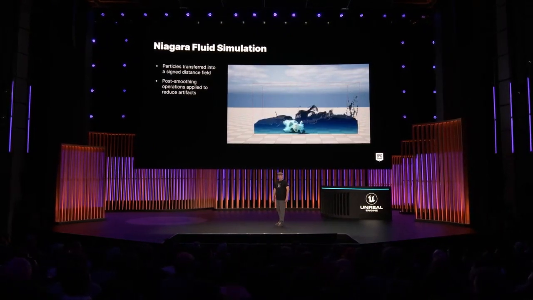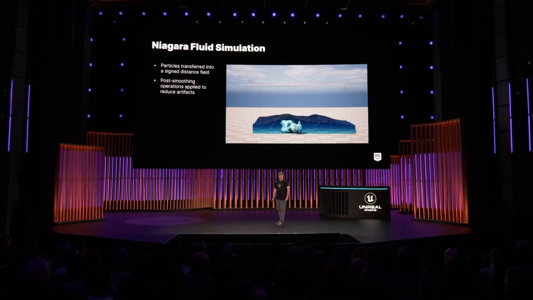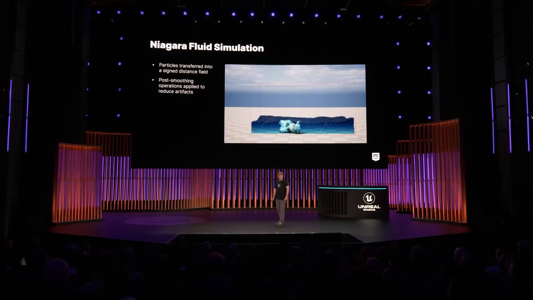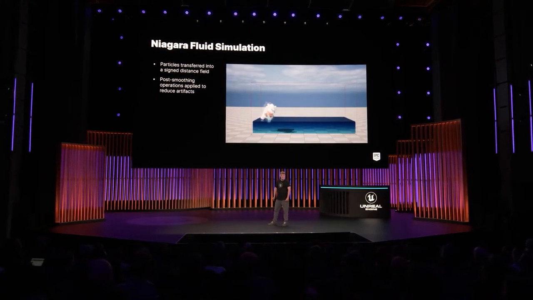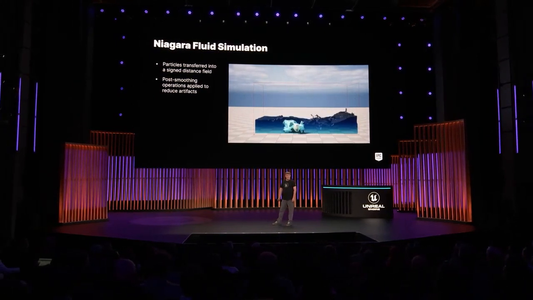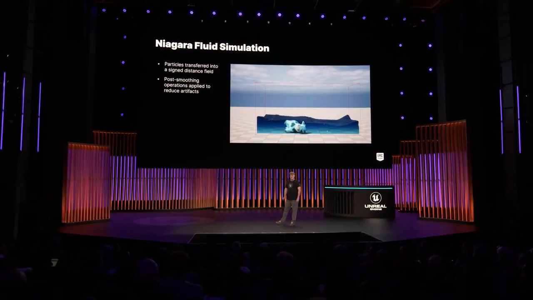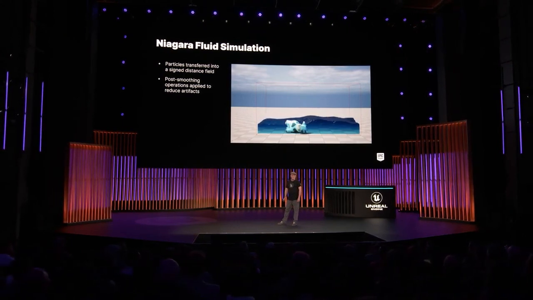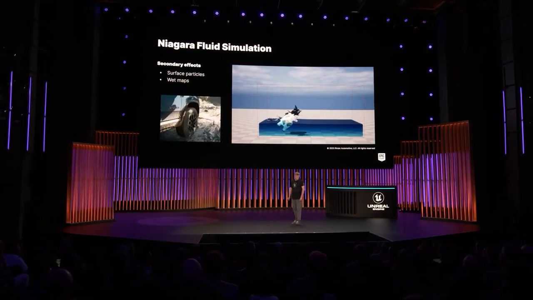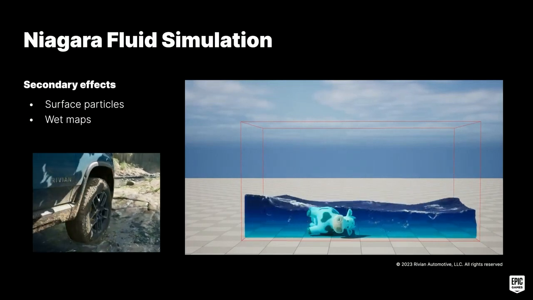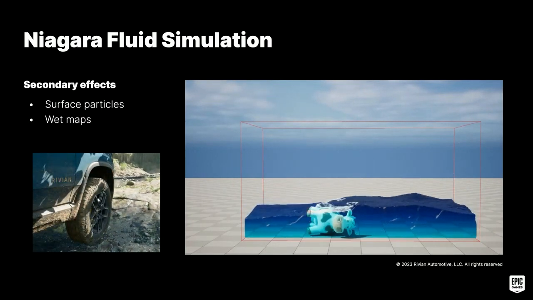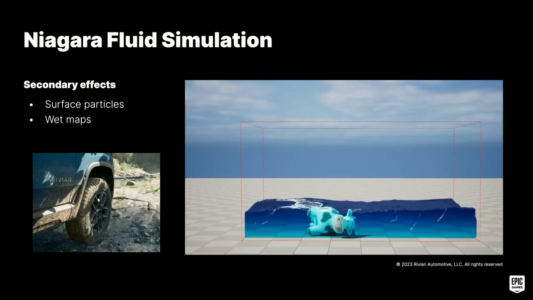Finally, to visualize the results of the simulation, the particles are stamped into a signed distance field so that a surface volume can be generated for rendering. The signed distance field is then smoothed to reduce noise artifacts introduced by the rasterization of the particles on the grid. Once the simulation is complete, surface particles and secondary effects like wet maps can be layered on top of the simulation results to add to the next level of realism.